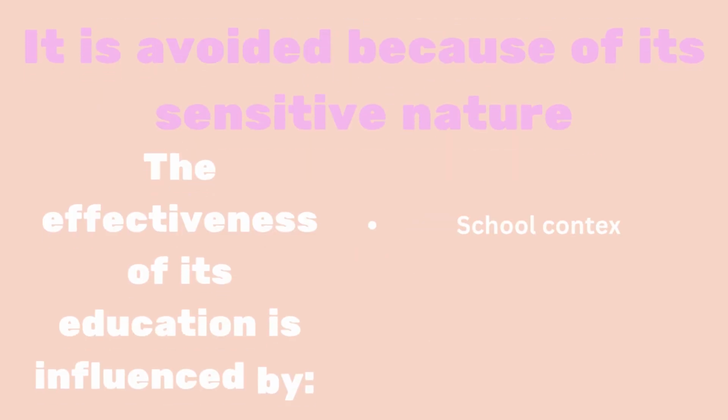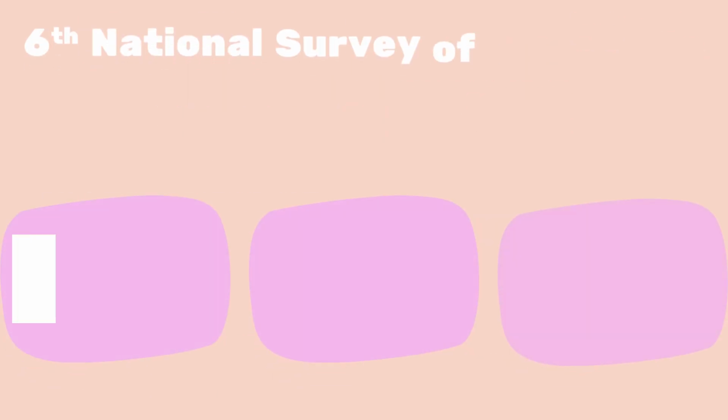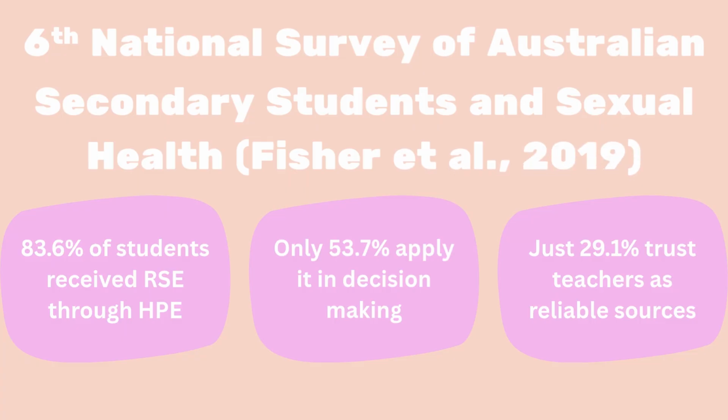The effectiveness of this education is influenced by factors such as school context, teacher confidence, resources, and the broader societal attitudes. According to the 6th National Survey of Australian Secondary Students and Sexual Health, Fisher et al. 2019, while 83.6% of students receive RSE through health and physical education, only 53.7% apply it in decision making, and just 29.1% trust teachers and reliable resources, highlighting the need for more effective and engaging consent education.